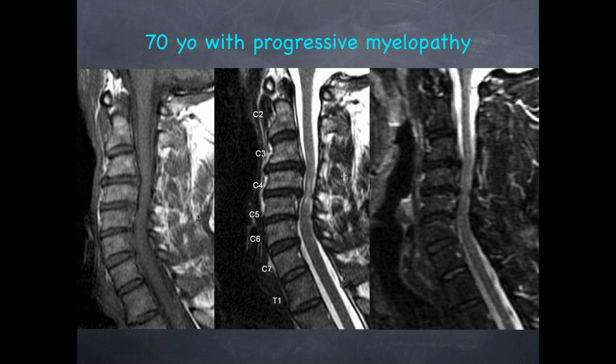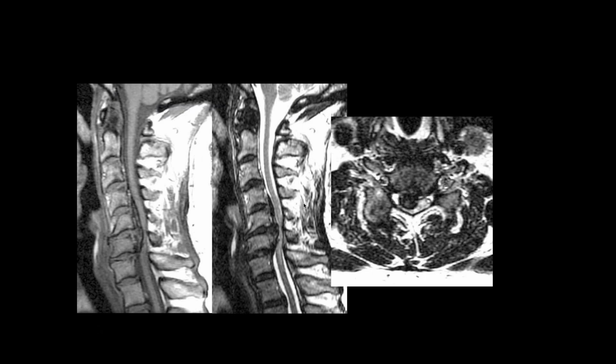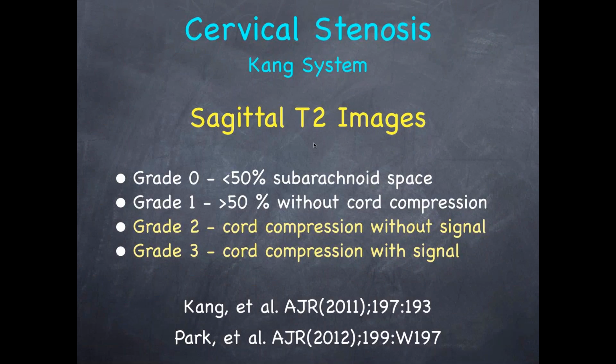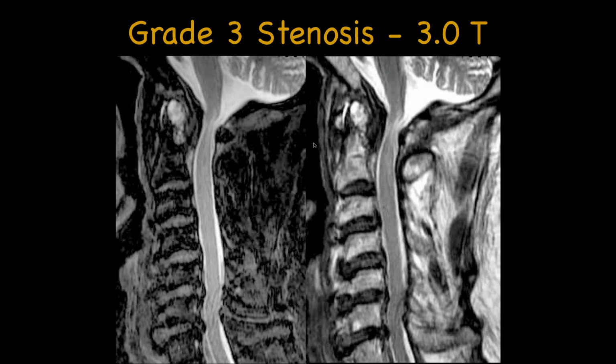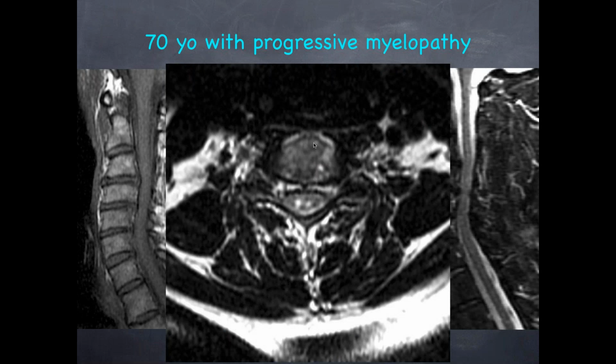A 70-year-old with progressive myelopathy. We have significant stenosis at C4-C5 with cord signal changes. It looks like it's not a grade 3. Yeah, well, with this grading system, it's a little confusing here. So this grading, yeah, grade 3, sorry. So here, and then here the axial. What do you think of the axial?